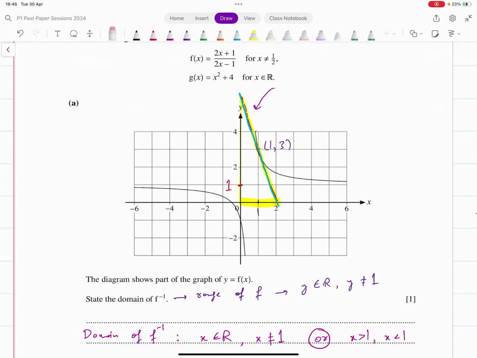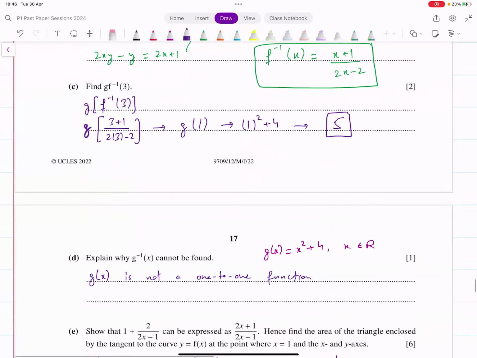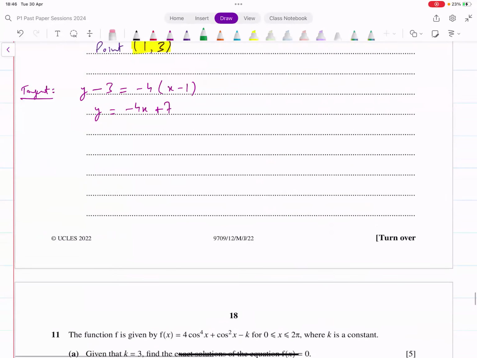Okay. Since we're looking for the area of this triangle, we can find the x-intercept of this line and the y-intercept of this line. How do you find both of those values? You put x equal to 0 here. That actually gives you y equals 7. You can see that on the graph. This is supposed to be the y-intercept. That's 7. Okay. Then you also input y equal to 0.